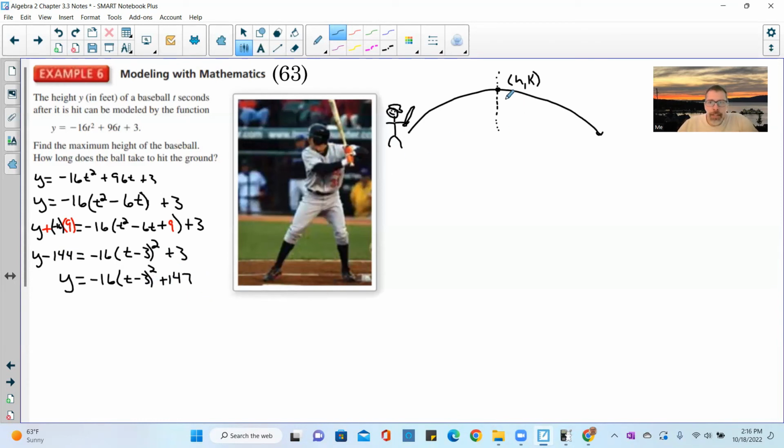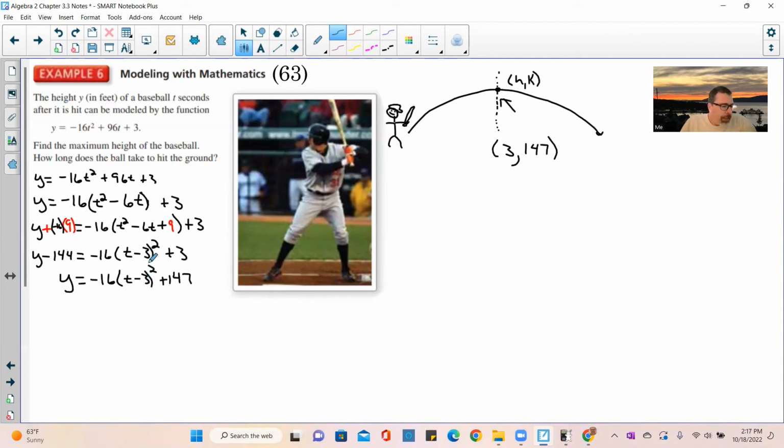So my vertex, this point right here, the maximum is 3 comma 147. So what that means is after 3 seconds, the ball reached a maximum height of 147 feet. Okay, after 3 seconds.